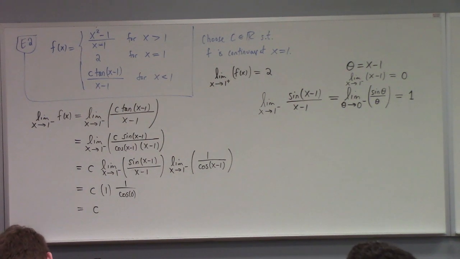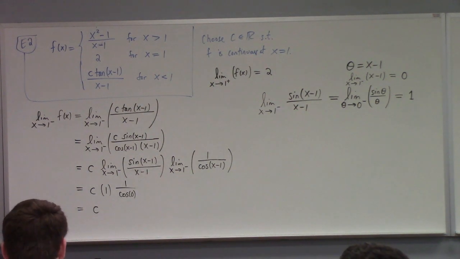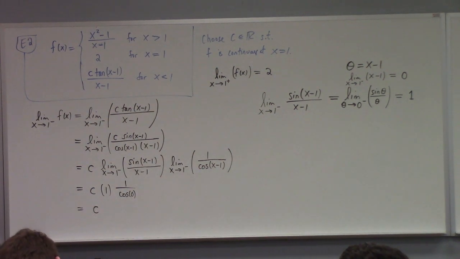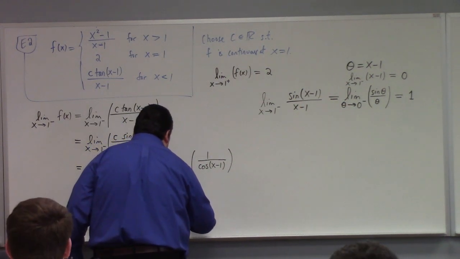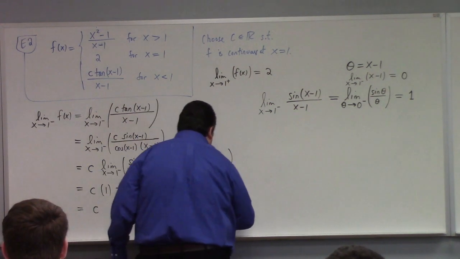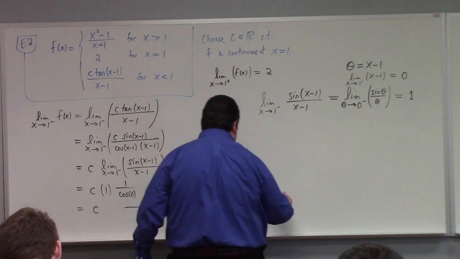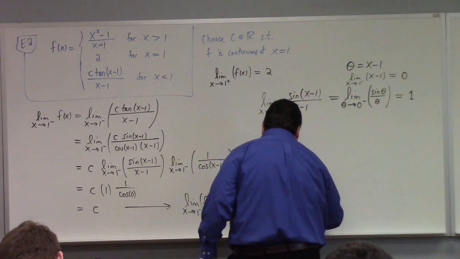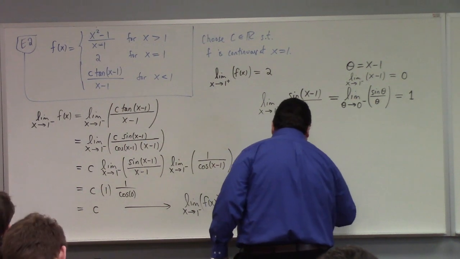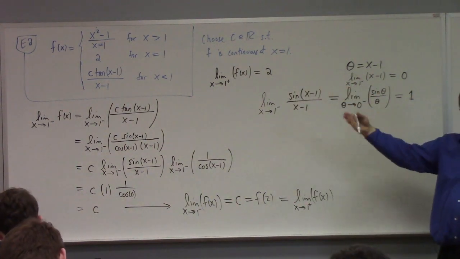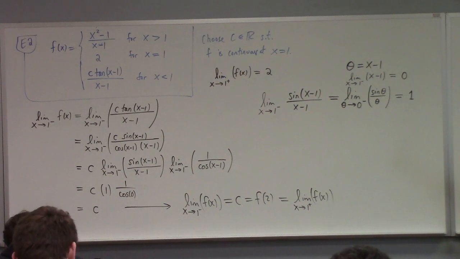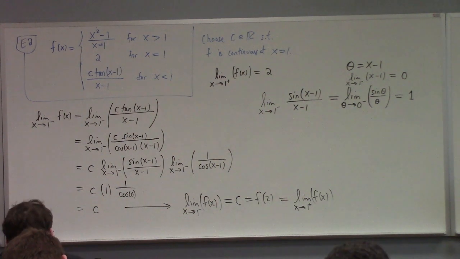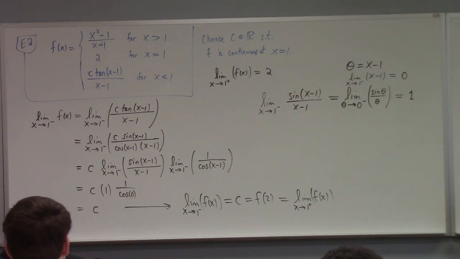So to answer the question that I posed here, choose C such that this function is continuous at 1. What do I need to make C equal to? We need the limit as x approaches 1 from the left of f of x to be equal to C, but it also has to be equal to f of 1, which, by the way, is equal to the limit as x goes to 1 from the right of f of x. So we must choose C to be 2 in order to have continuity at 1. If we make C equal to 2, then the left and right limits both match, and we've got continuity at 1. Does that make sense? There's a problem like this in your homework, so I wanted to work something sort of like it. Okay, guys?